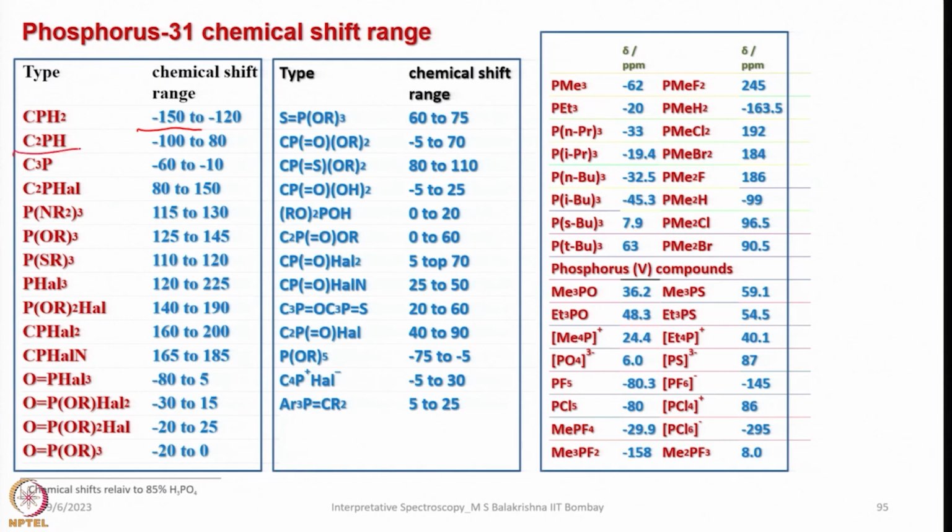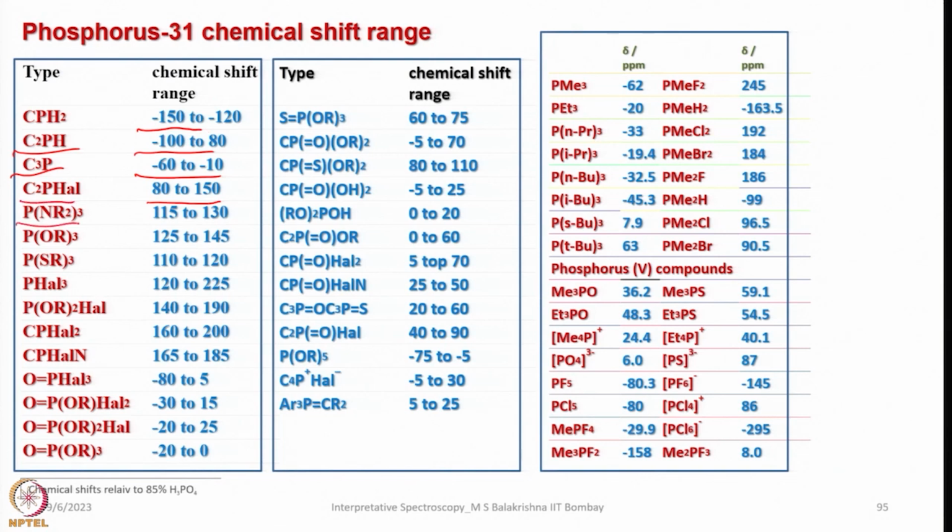Then if you have secondary phosphine, where we have two alkyl or aryl groups and one hydrogen, it comes down, around -100 to -80 ppm. And if you go to tertiary phosphine, whether it is alkyl or aryl, tertiary phosphine shows in the range of -60 to -10. And in case of secondary phosphine, if we have halogens in place of hydrogens, it comes around 80 to 150. So it is slowly moving from shielded to deshielded region as we are adding more electron withdrawing groups on phosphorus. That can be clearly seen from these trends of chemical shifts here.